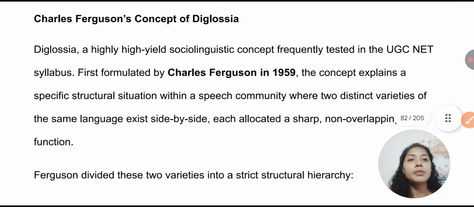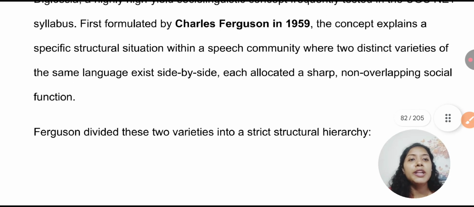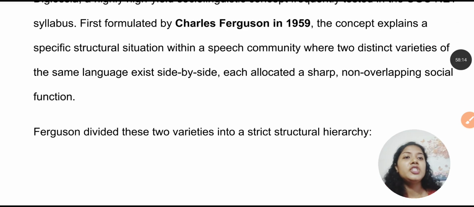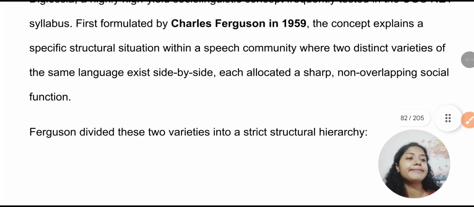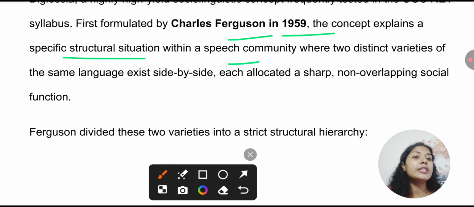This is the concept of diglossia. Diglossia is the concept first formulated by Charles Ferguson in 1959. The concept explains a specific structural situation within a speech community where two distinct varieties of the same language exist side by side, each allocated sharp, non-overlapping social functions.